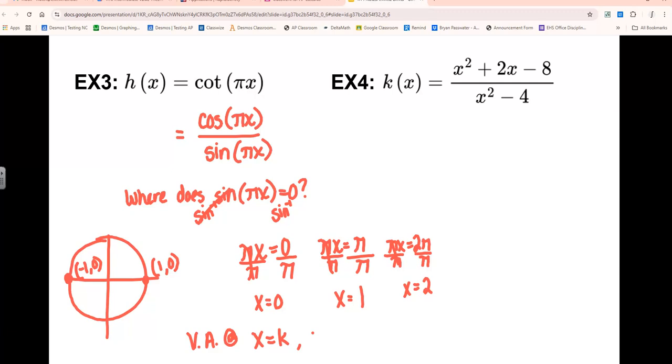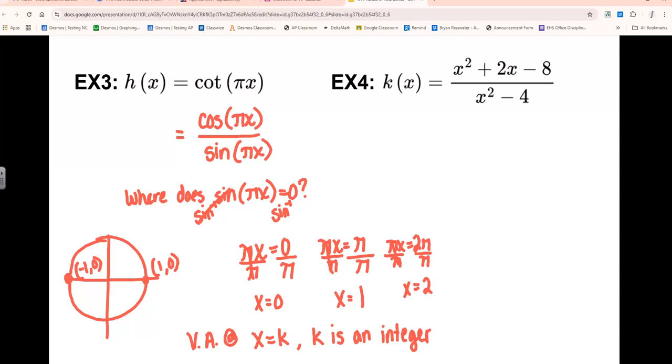And what do I have to say that k is? K is an integer. There. So you've got vertical asymptotes at x equals 0, x equals 1, x equals 2, x equals 3, x equals 4, and so on. Also for the negative direction, x equals negative 1, x equals negative 2, and so on. Those can be the trickiest to do, those trig ones. There. We should be pros at doing number 4.